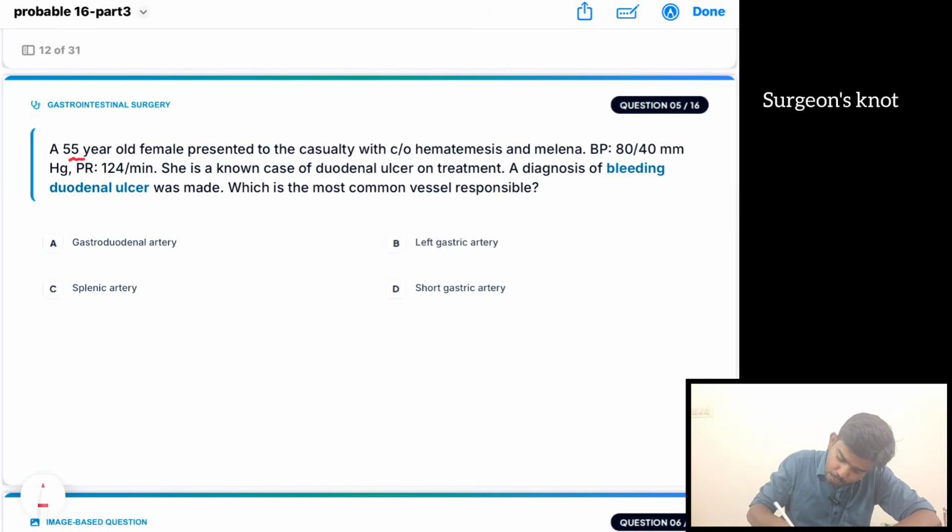A 55-year-old female presented to the casualty with complaints of hematemesis and melena. BP is 80/60. Pulse rate is 124 per minute. She is a known case of duodenal ulcer on treatment. A diagnosis of bleeding duodenal ulcer was made. Which is the most common vessel that is responsible?